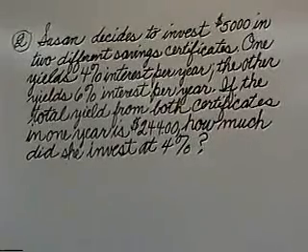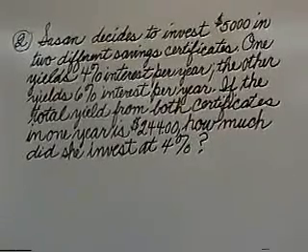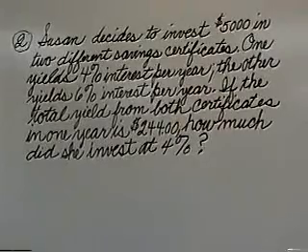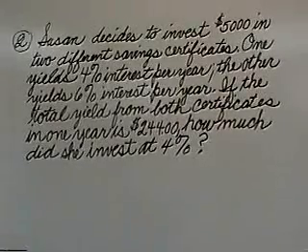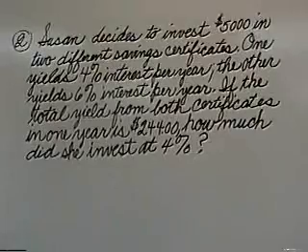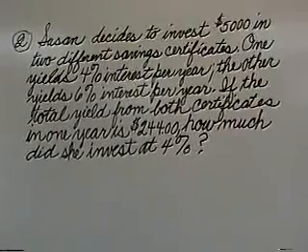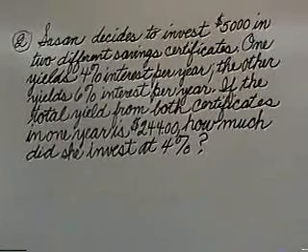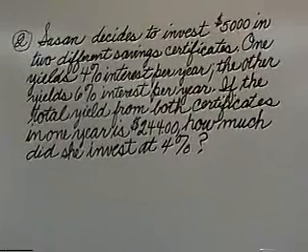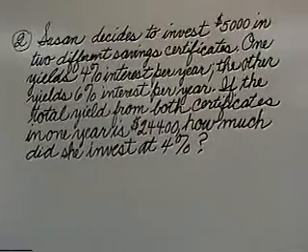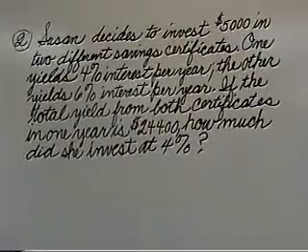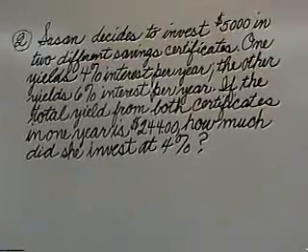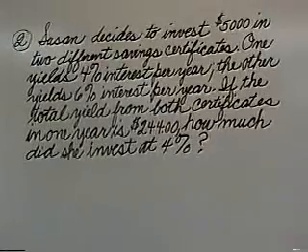All right, continue. The other yields 6%, so that'd be 6% times the other amount of money. And then the question: if total yield from both certificates in 1 year is $244, how much did she invest at 4%? Well, wait a minute. Let's go back and read it again. If the total yield from both certificates in 1 year is $244, what does that mean?